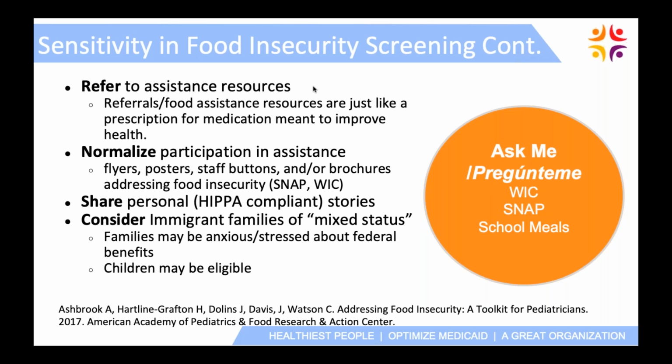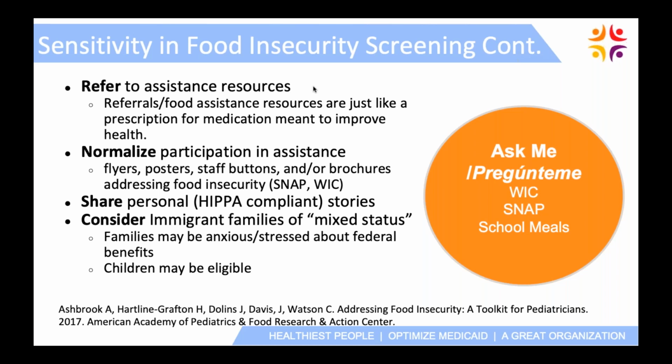You can also normalize participation in food assistance programs by having some environmental cues, like maybe you're wearing a button on your shirt that says, ask me about different food access resources, WIC, SNAP, school meals, or you've got posters or flyers throughout your space that can help destigmatize your patients from asking questions about food assistance.